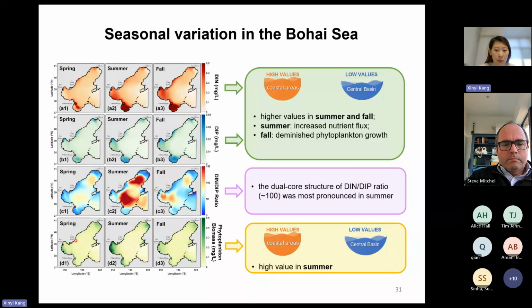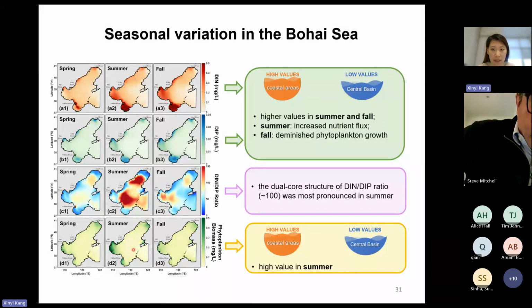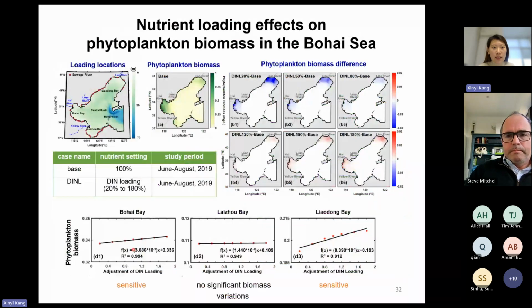And also for the phytoplankton biomass, similarly high values in the coastal regions and low values in the central basin. And we found that the high values were found in the summer. Now we have the basic understanding about phytoplankton dynamics in the Bohai Sea. Next, we did some scientific experiments to study the nutrient loading effects on the phytoplankton biomass in Bohai Sea.